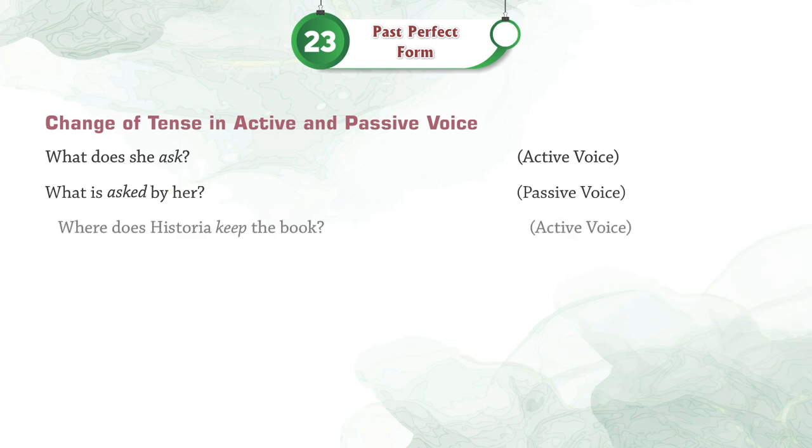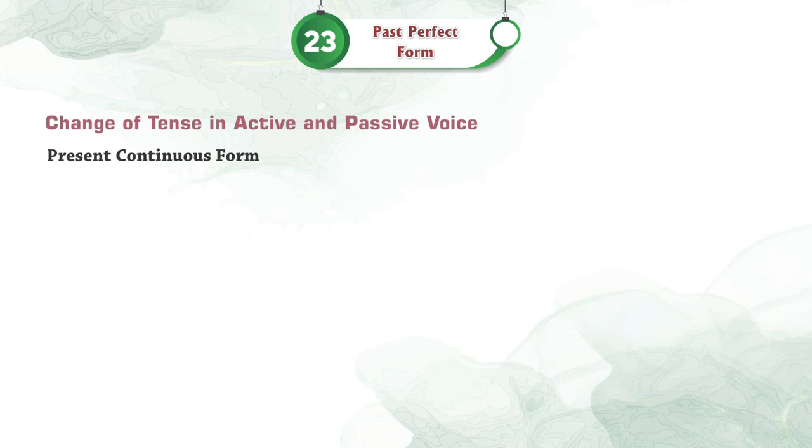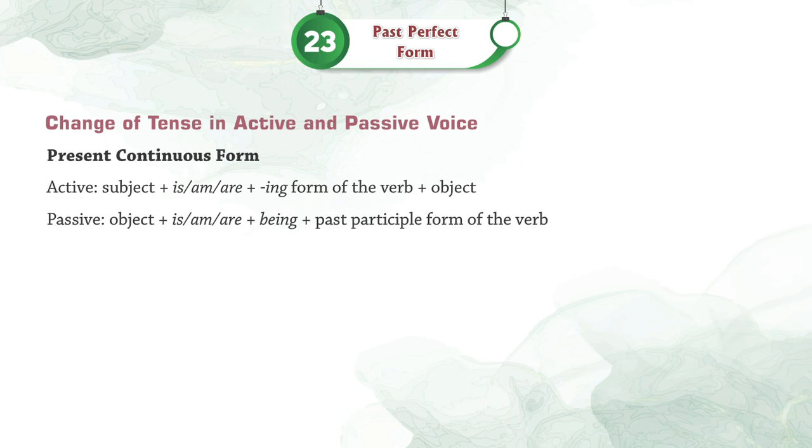Passive voice. Where does Historia keep the book? Active voice. Where is the book kept by Historia? Passive voice. Present continuous form. Active, subject plus is, am, are plus ing form of the verb plus object. Passive, object plus is, am, are plus being plus past participle form of the verb.